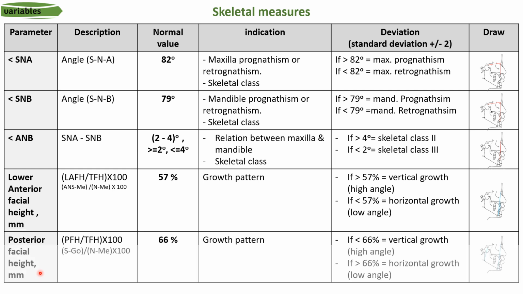Posterior facial height. It is the result of dividing the posterior facial height, which extends from the S to gonion, by the total facial height that extends from the nasion to menton, multiplied by 100, and the normal value is 66. It also indicates the growth pattern. If it is less than the mean value, it indicates vertical growth, and if it is more than the mean value, it indicates horizontal growth.